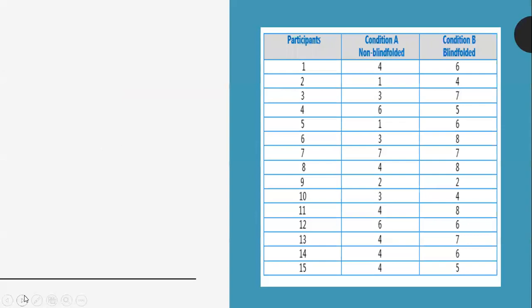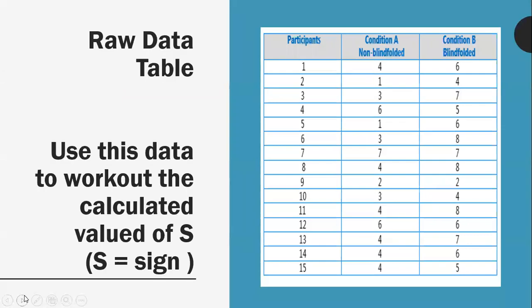So we've done our research, and here we have a lovely raw data table. Right, so once we've got all our results, we create a raw data table. We've got 15 participants, condition A, non-blindfolded, the results, and condition B, blindfolded. So we've got the two conditions. Now we're going to use this data to work out the calculated value of S. Remember, it's called the calculated value. Can you remember the other term it could also be known as? Yes, the observed value of S. Observed value means it's what you've done. Calculated value, you're doing the calculation. So it's what your data is calculating. So we've got our raw data.